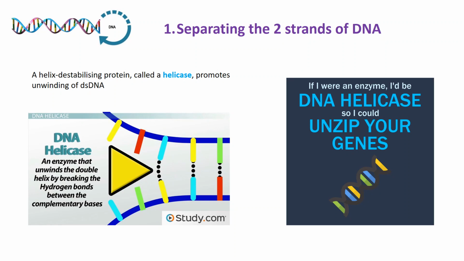A helix destabilizing protein called helicase promotes the unwinding of double-stranded DNA. So within our body, we have helicase, which is an enzyme. You're going to need to know all the different enzymes that are responsible for the different processes that we're going to talk about. So for replication, the first enzyme that we're learning about is called DNA helicase. And this basically breaks the hydrogen bonds between the nucleotides and causes the unwinding or separation of the DNA strands.